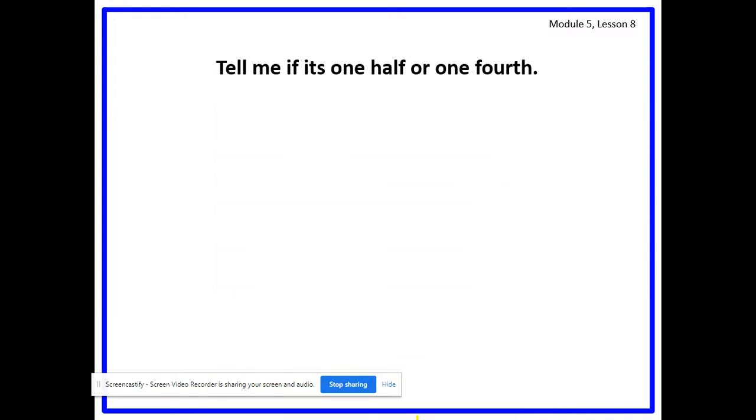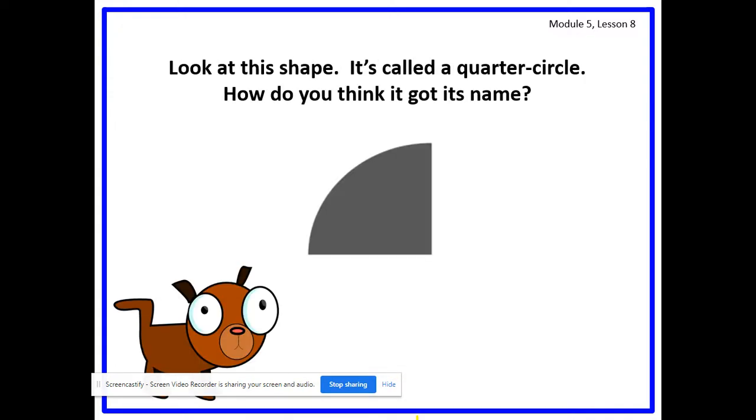One last thing before we head off into the live session. Look at this shape. It's called a quarter circle. How do you think it got its name? Well, let me tell you something. It comes from a whole circle that got cut into fourths or quarters. This is a piece from a circle that was cut into fourths. And if you put it together with 3 other pieces that are the same size, you would get a whole circle. So remember, this is called a quarter circle. What is it called? Get ready.